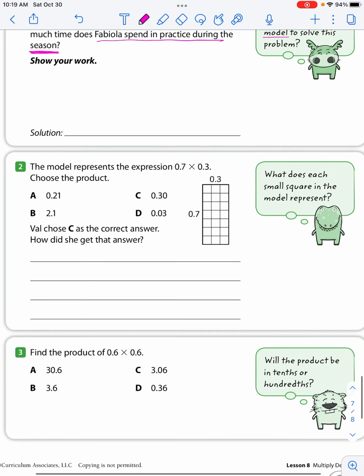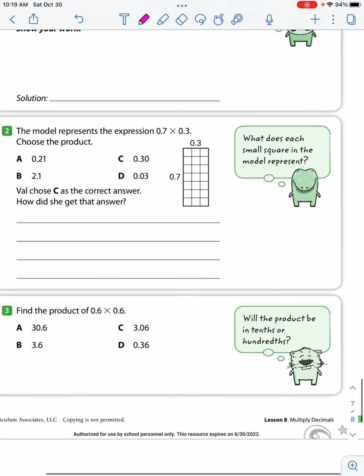Okay, question number 2. The model, all right, I see a model right here. The model represents, that just means shows, the expression, that just means the math problem. So in other words, this model shows the math problem 7/10 times 3/10. All right, little area model happening here. Choose the product. Product just means what? So you've got your choices there.